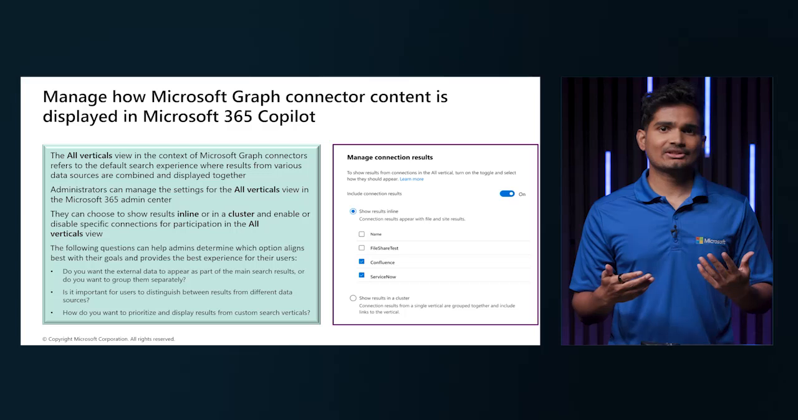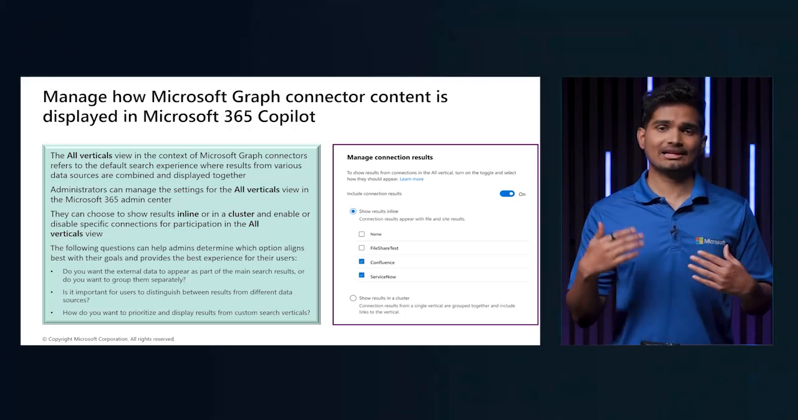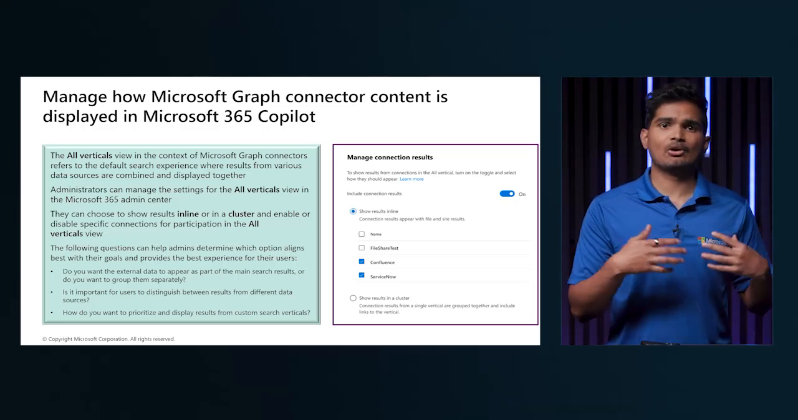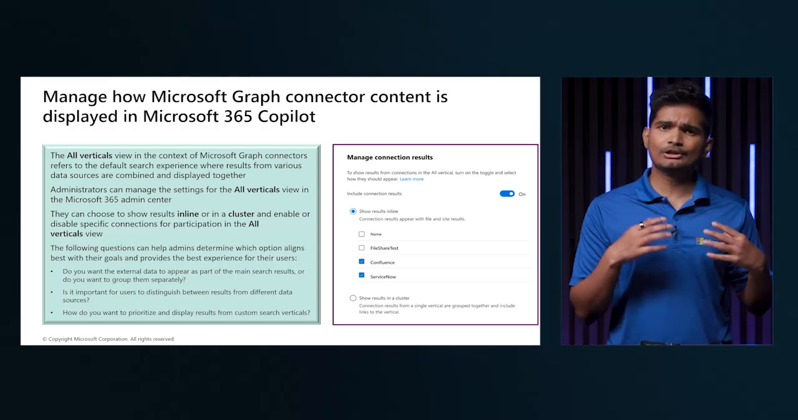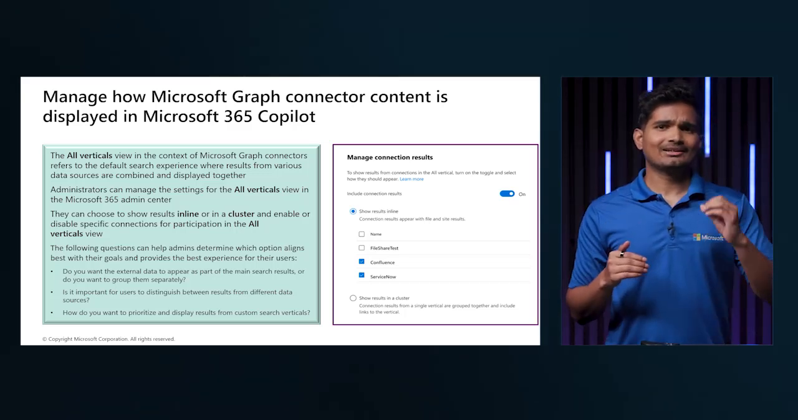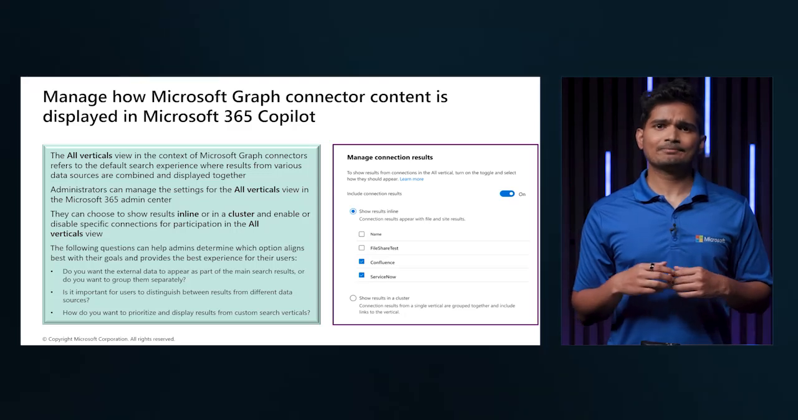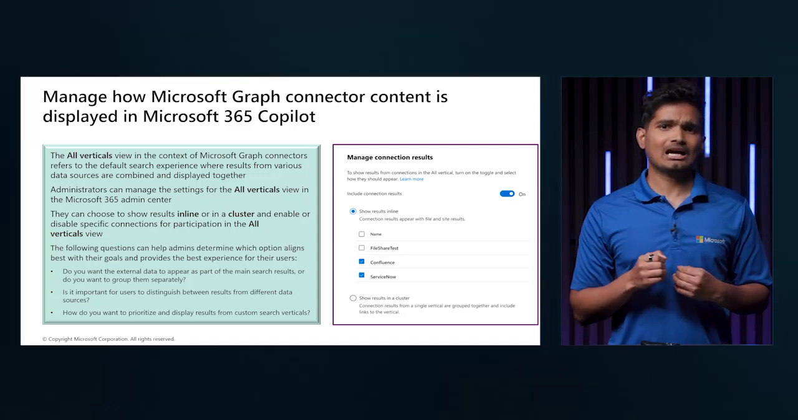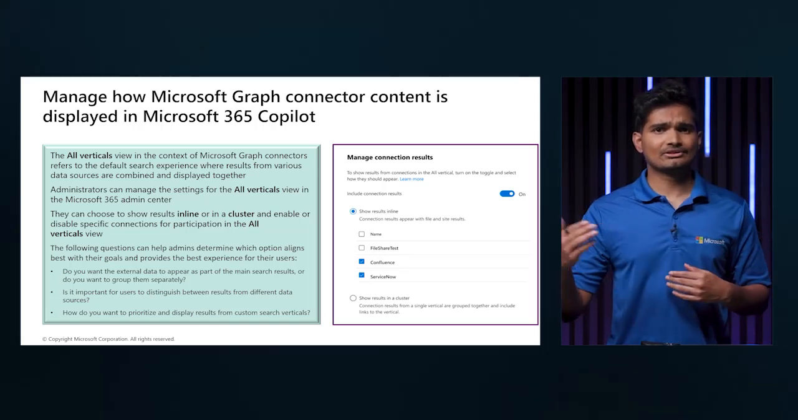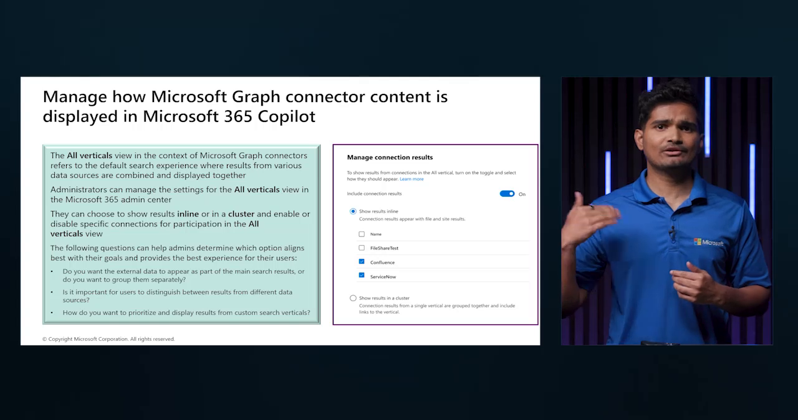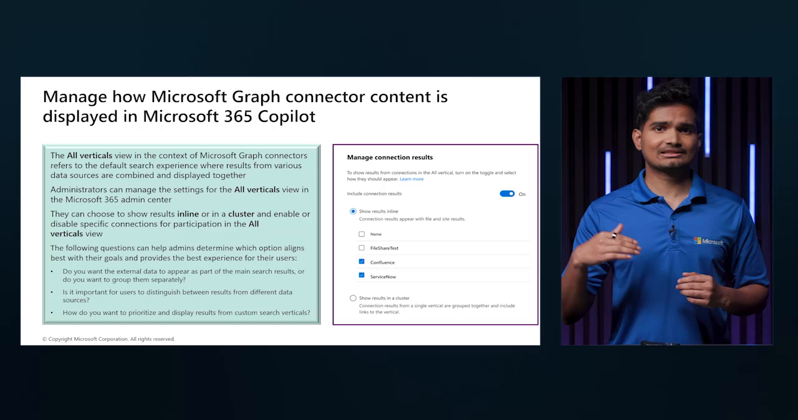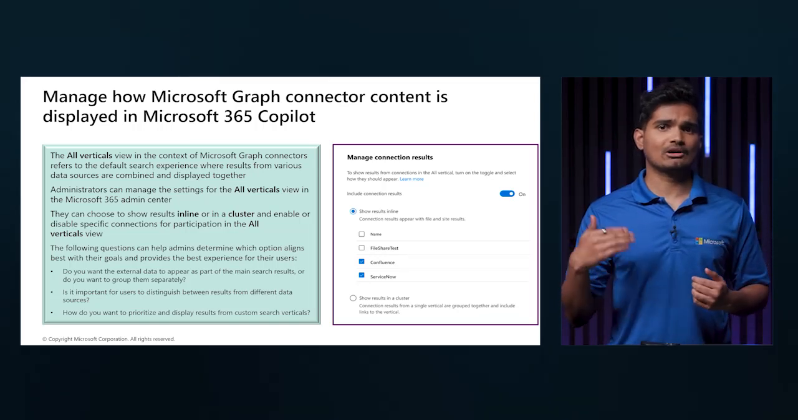There are common questions admins have when curating the content that is displayed. Do you want the external data to appear as part of the main search result? Or do you want to group them separately? If you want the external data to appear as part of the main search result, you should choose the inline option. This approach integrates the external data seamlessly with the main search results, providing a unified search experience. If you prefer to group the external data separately, you should choose the cluster option.